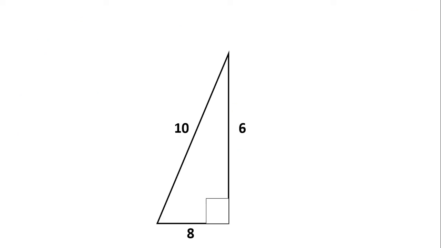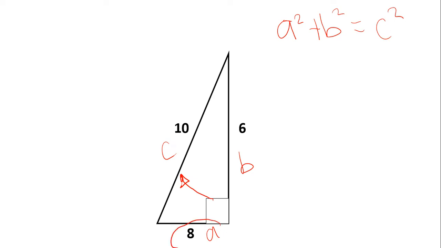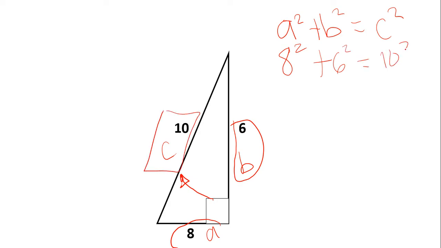Let me do one more example with you. So step 1 was to label, go straight across from the 90, and you get your hypotenuse, which is C, then A and B. So A squared plus B squared equals C squared. A is what? 8. So we put 8 squared. I'm going to write it underneath this time. Plus B is 6 squared. Good. Equals now C, my hypotenuse, is 10 squared.